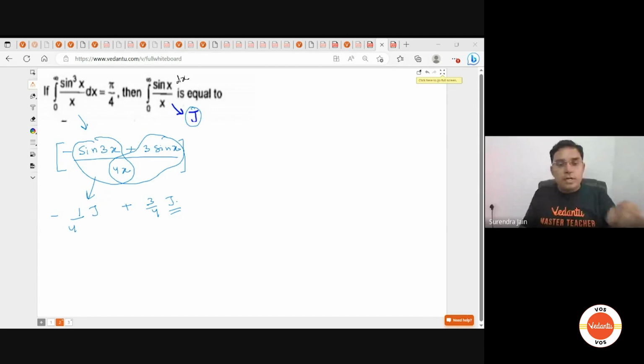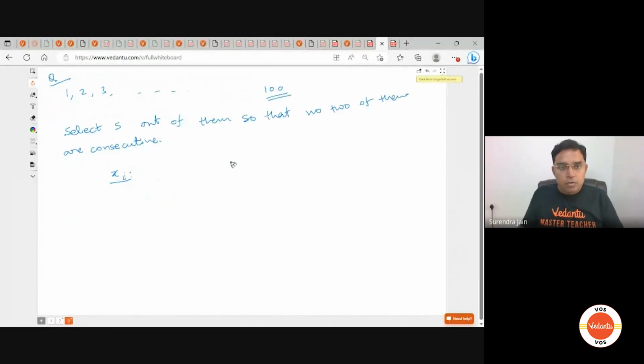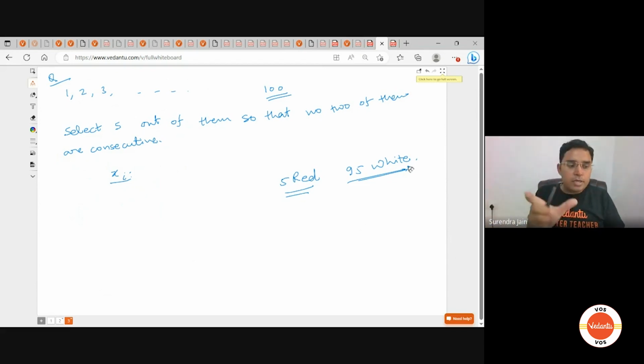For that other question, what I was thinking is that you have to place 5 red chairs and 95 white chairs in a row. Okay, 5 red chairs, 95 white chairs. All chairs are identical except for the color. Okay, and the condition is that no 2 red chairs should be consecutive. Yes. Okay, then I think this question and this question are the same.